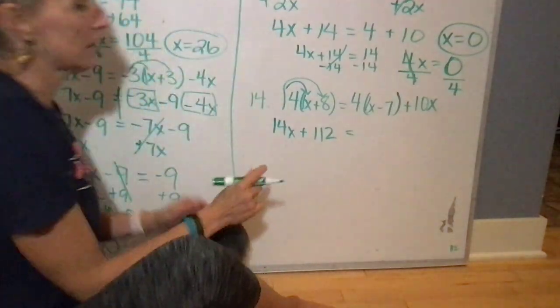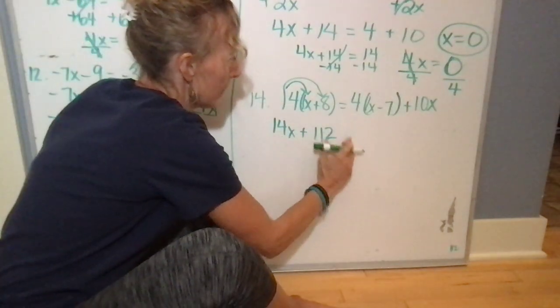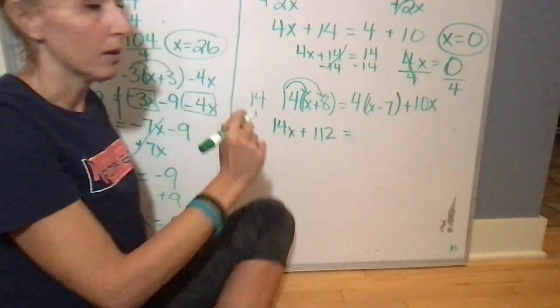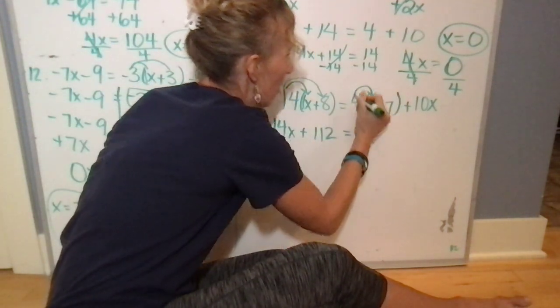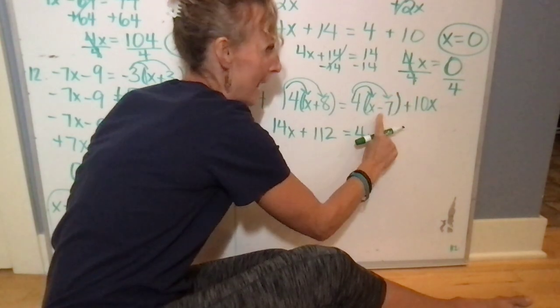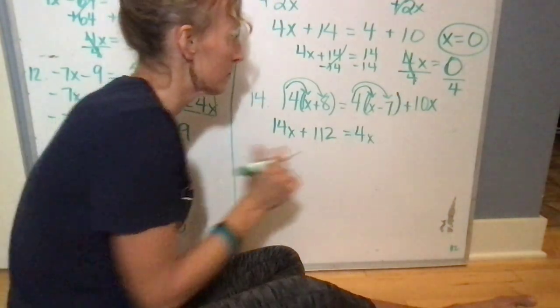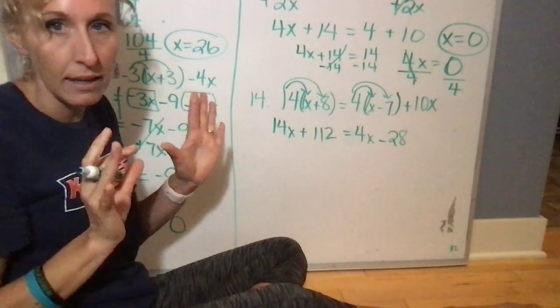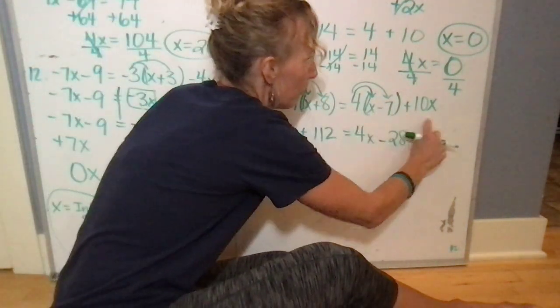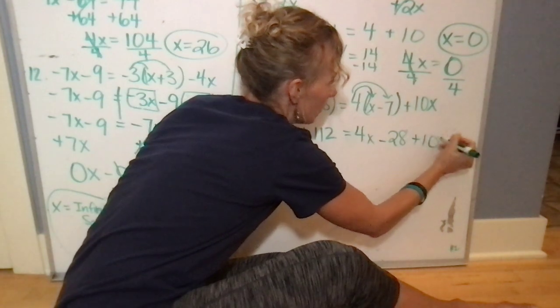Equals, let's do this side. Sorry, that's a bad equal sign. Okay, 4 times 1x is 4x. 4 times negative 7 now, right? 4 times negative 7 is negative 28. We just write it down with one minus sign. Don't add extras. Plus 10x, let's put that on there too.